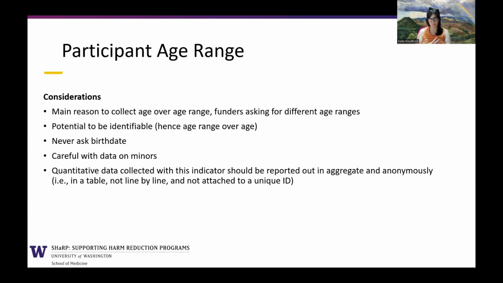So in most places, there might be limitations about providing services to minors, and minors would likely be careful to reveal their age if it might mean they don't get provided services. So if you're asking about age range, having the youngest age range be inclusive of 18 allows some protection for both the program and the participants in that. And then lastly, as I mentioned, it should be reported out anonymously in aggregate.